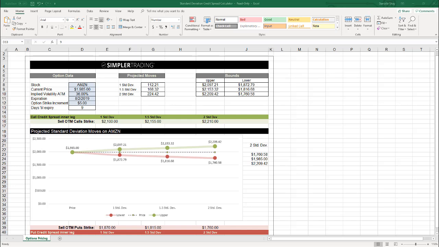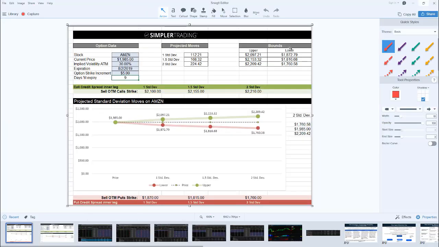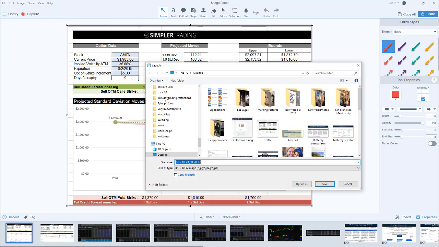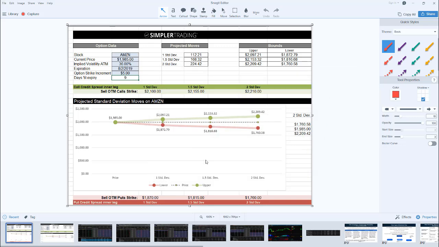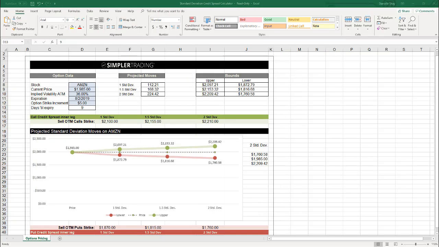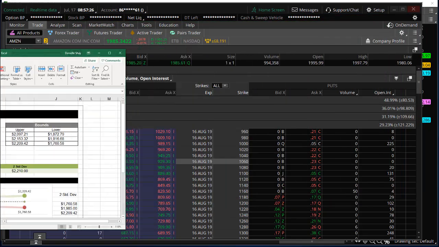And then you want to save your screenshot and put it into your trading journal, because this is going to help you if you track it week over week. Let's say you come in here, take a picture, and then save it. You want to name it Amazon spreadsheet, and this is the updated one, so I'm going to save it as V2. Then you throw that into your trading journal, and you'll get kind of a feel for how Amazon moves.